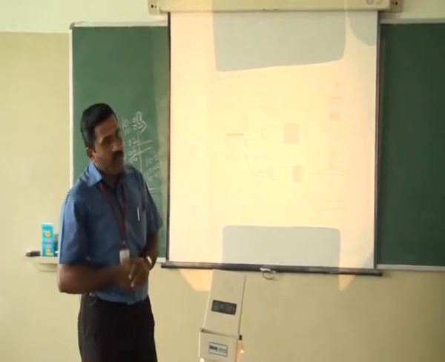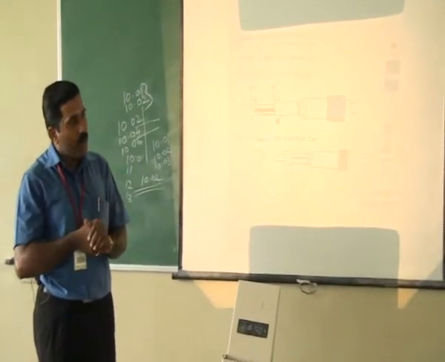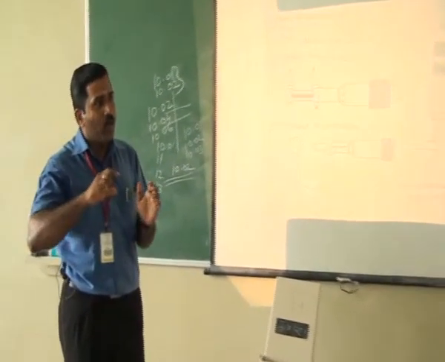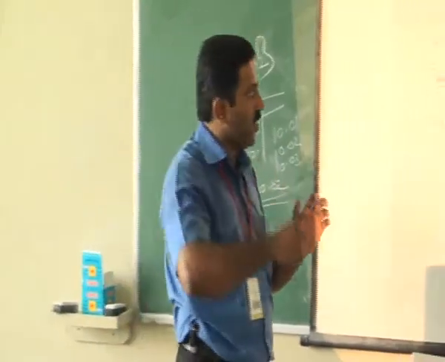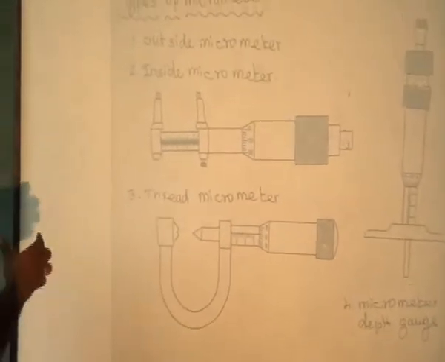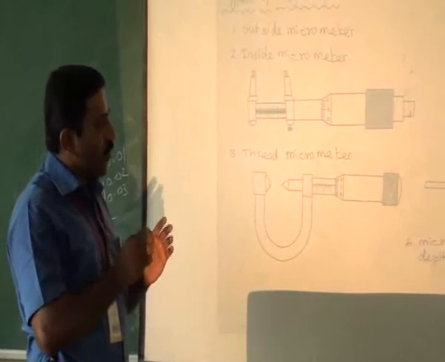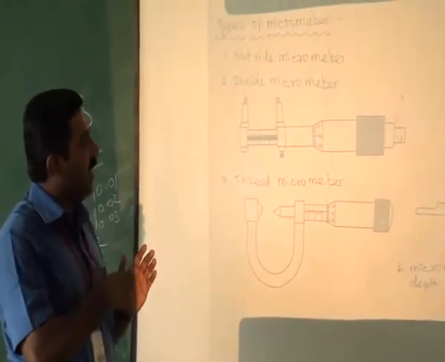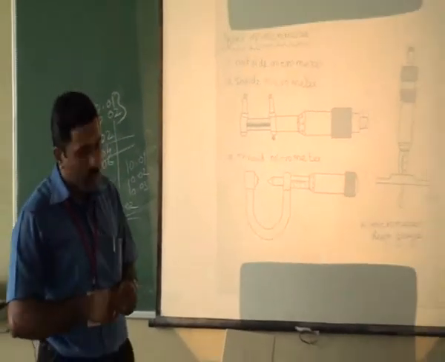And the next one is the bench micrometer. The heavyweight components we can measure by using the bench micrometer. We can rotate the spindle by using the thimble. If we give more pressure on this thimble, we cannot get the correct value. That's why we use a pressure gauge in the bench micrometer. See the diagram of the bench micrometer.